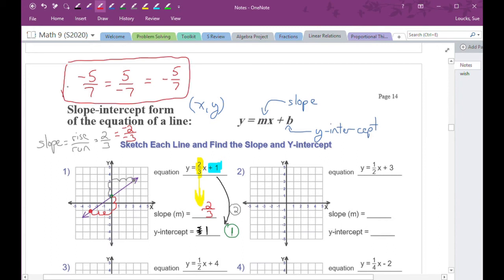All right, go and practice that page. Do the questions on that page. Check your answers. Make sure your graphs are in the right place. And then come back for one more page, page 15.